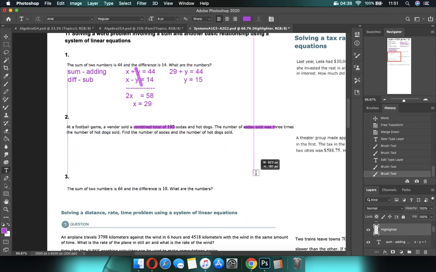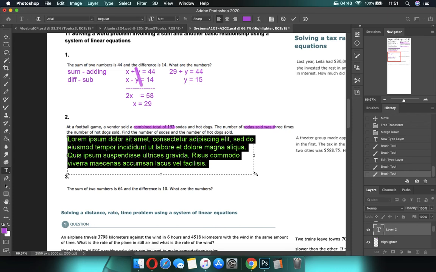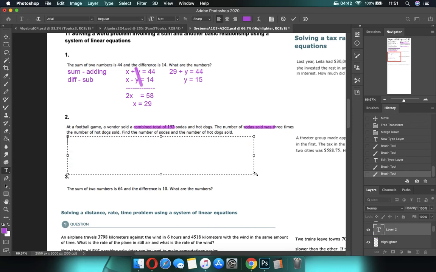So if you have a combined total, that's addition. And what are we selling? Hot dogs and sodas. So sodas plus hot dogs equals 192. See, so here is one where you can, in fact, pick variable names that make sense. Next thing, the number of sodas was. And I cannot emphasize this enough. I'm going to, where can I write this?